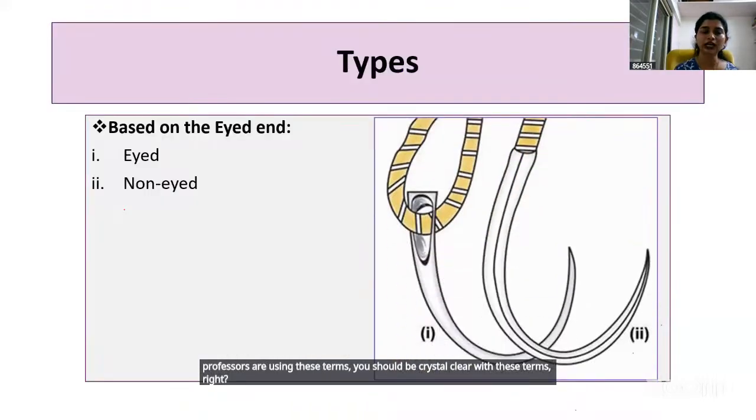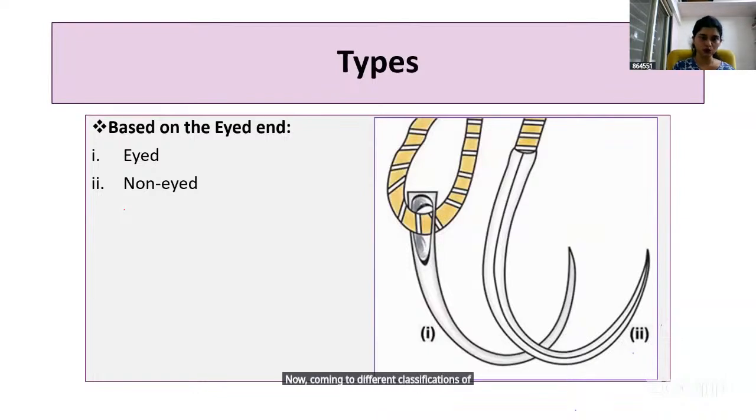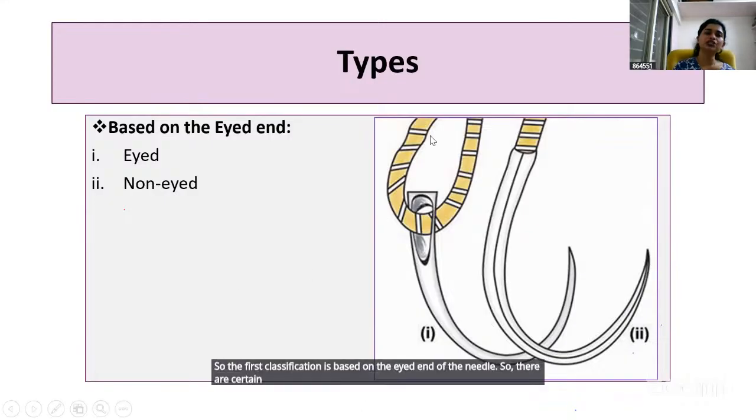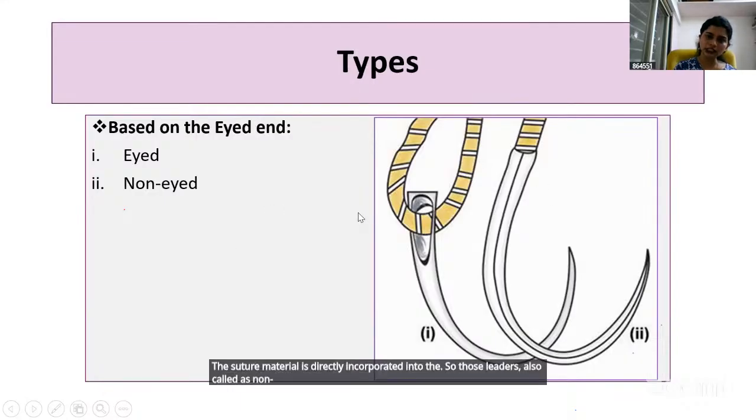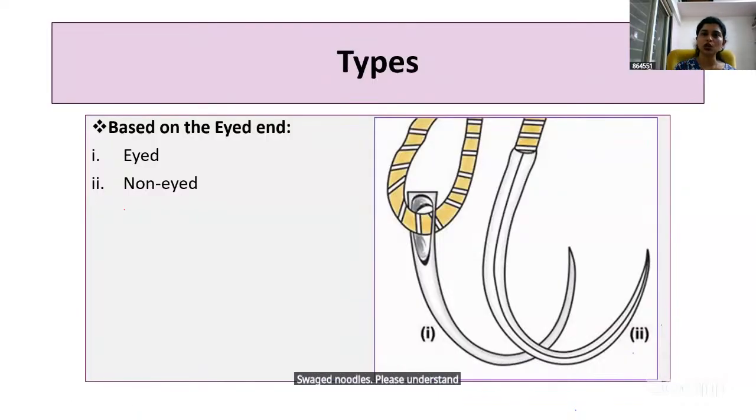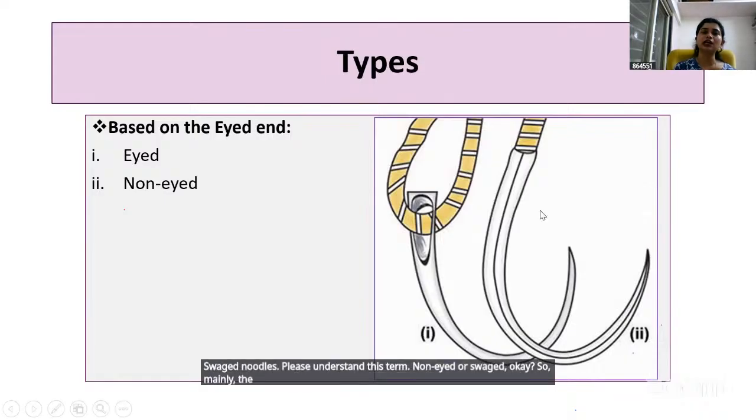Now, coming to the different classifications of suture needles. The first classification is based on the eyed end of the needle. There are certain needles which have this eye present and certain needles which do not have this eye present, where the suture material is directly incorporated into the needle. Those needles are also called non-eyed needles, or swaged needles. Please understand this term, non-eyed or swaged. Mainly the packaged sutures are available in this swaged form.